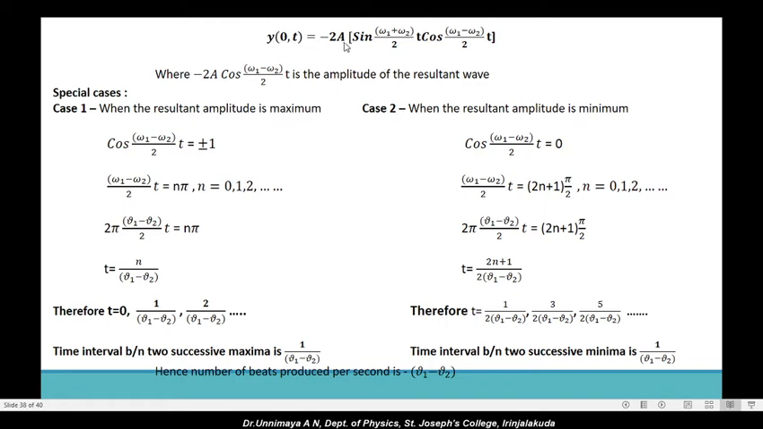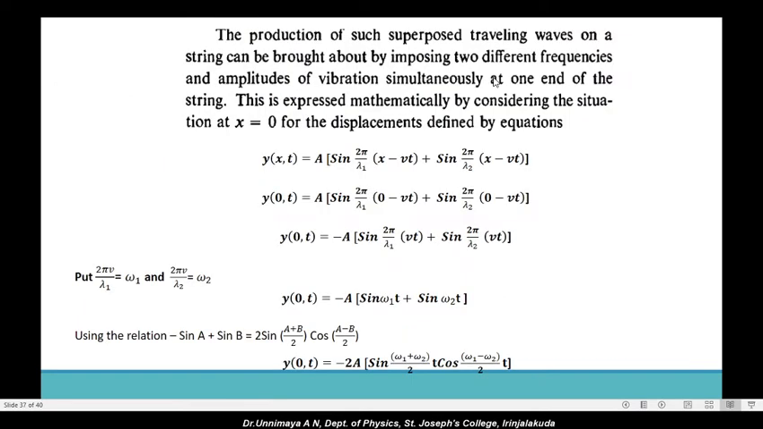So this is the final expression we obtained for the superimposed wave. Here minus 2a cos (omega 1 minus omega 2) by 2 into t represents the amplitude of the resultant wave. So in practice we considered two waves of different frequencies and amplitudes and we superimposed them, and the resultant wave we get in this form. We have already discussed this form before.